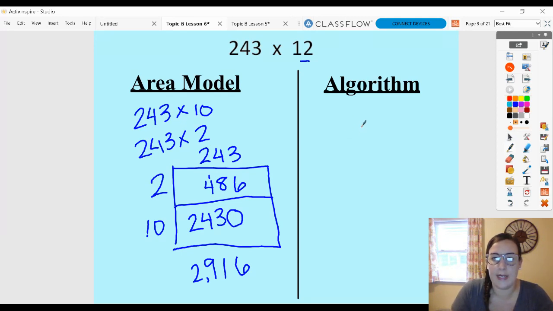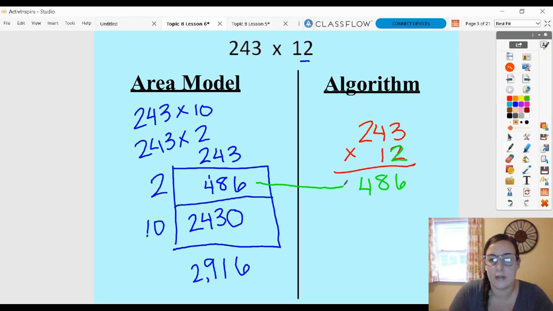So I'm going to write out 243 times 12. And I'm going to start off here multiplying the ones place. So 3 times 2 is 6. 4 times 2 is 8. 2 times 2 is 4. If you look, those two numbers are the exact same. Now I'm going to go on to multiplying by the tens place. So 3 times 1. I forgot.